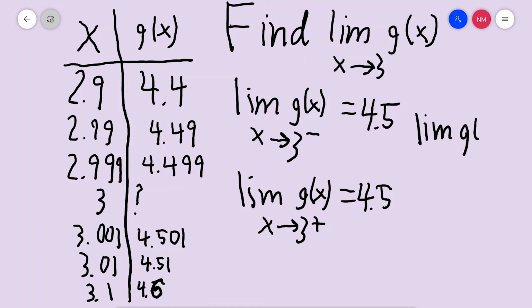And since the left-hand limit and the right-hand limit are the same, they're both 4.5, that means that the limit of g of x as x approaches 3 exists, and the limit is 4.5.